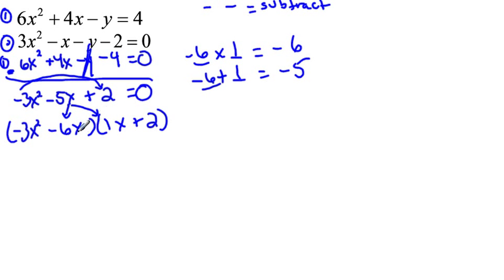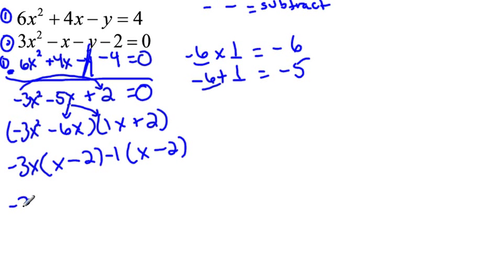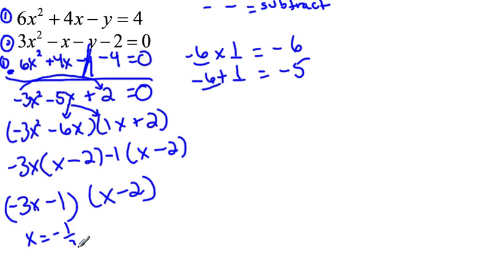Take out a GCF. Here I can remove a negative 3x. Gives me x minus 2. Here I can take out a negative 1 so that I'm left with the same thing in my brackets. So one of my factors is negative 3x minus 1. The other factor is x minus 2. So when we solve for x here, we're going to get x equals negative 1/3 and x equals 2.